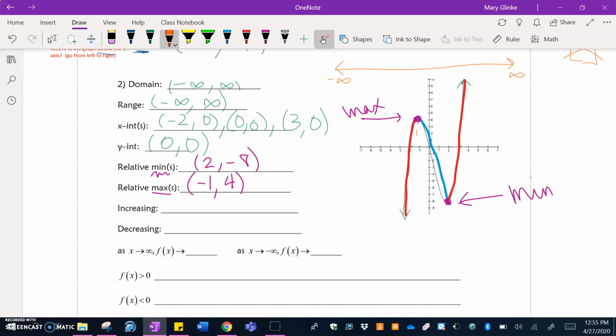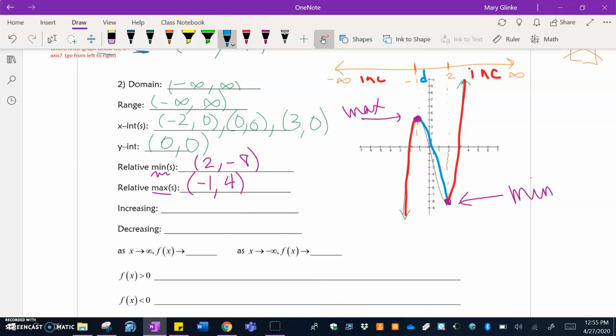Our graph stops increasing and starts decreasing here. This value here is when x is negative 1. And then our graph stops decreasing and starts increasing here when x is 2. And so we said that first our graph was increasing and then decreasing and then increasing again.